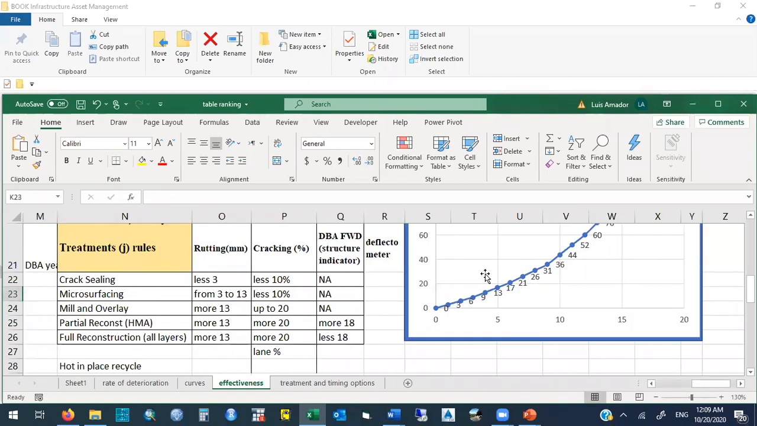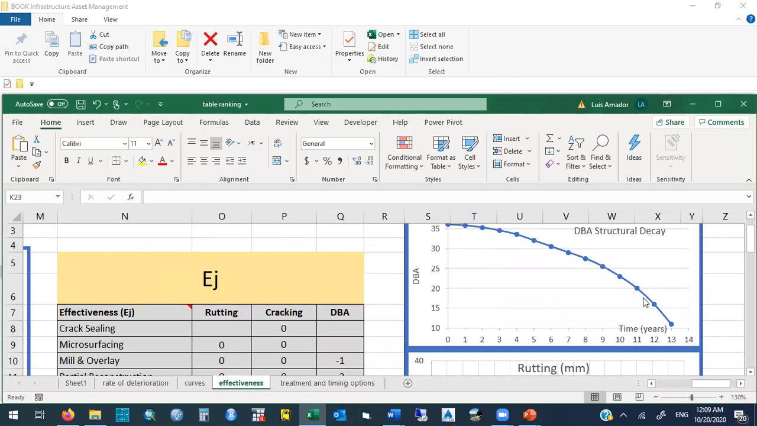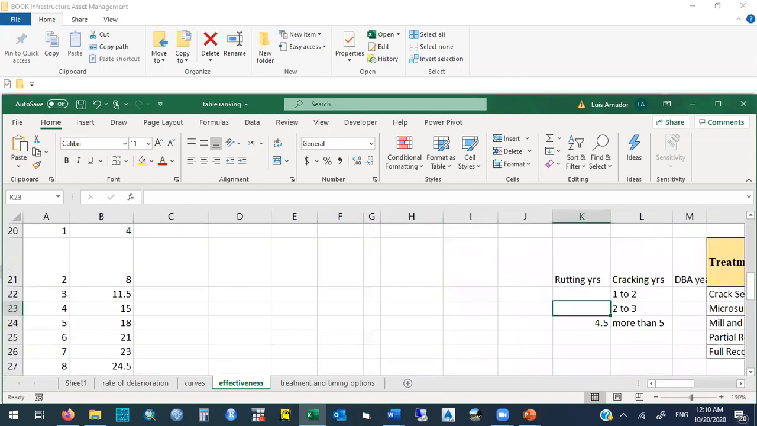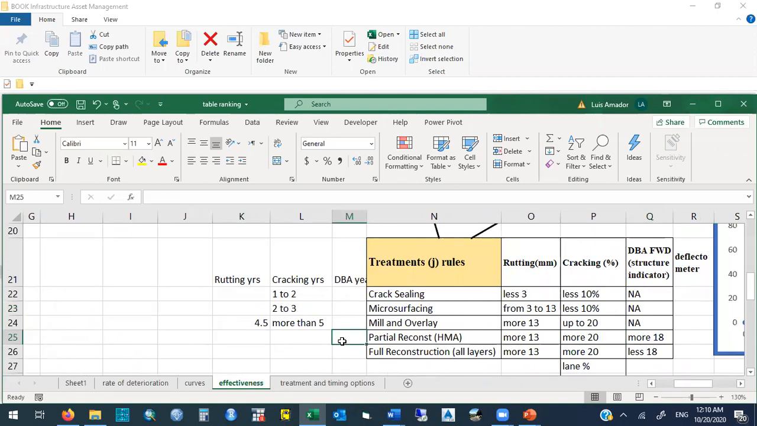So I need to read that back from my performance curves. And for deflection basin, we say 18. My 18 is on year, probably 11, getting close to 12. This is 20, this is 15. So it's here, year 11, 11 and a half is my DBA 18. So this 18 is year 11.5. So for these ones it doesn't matter because they are not conditioned by this.